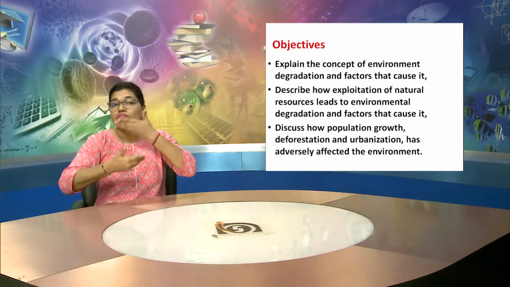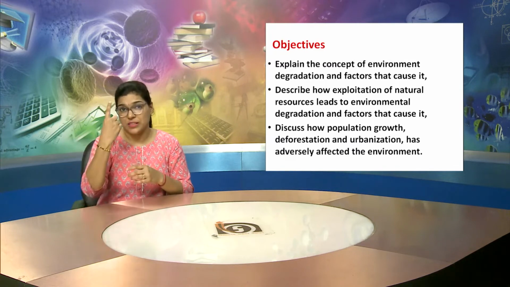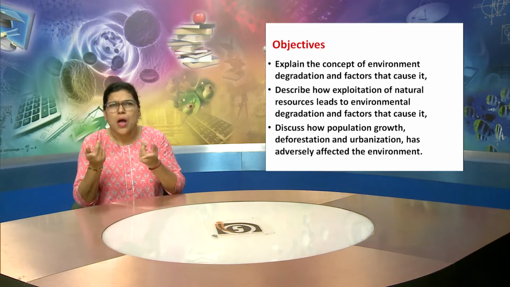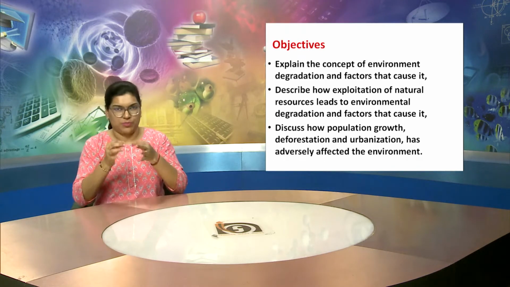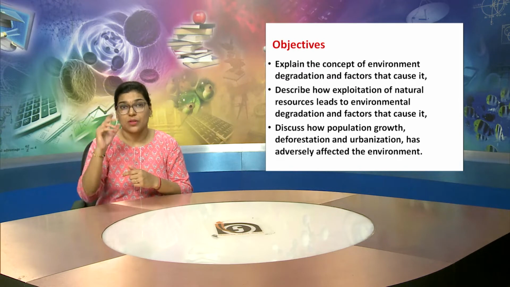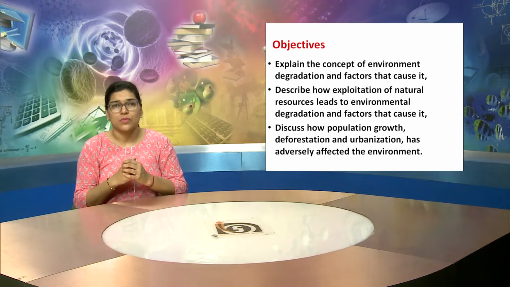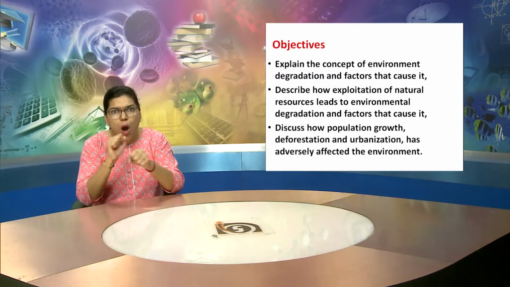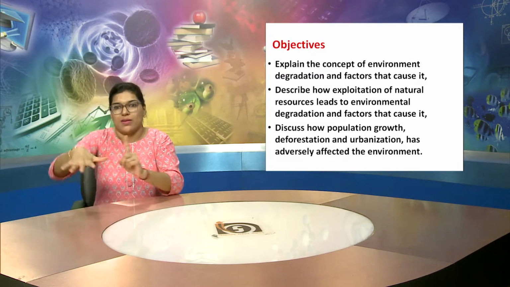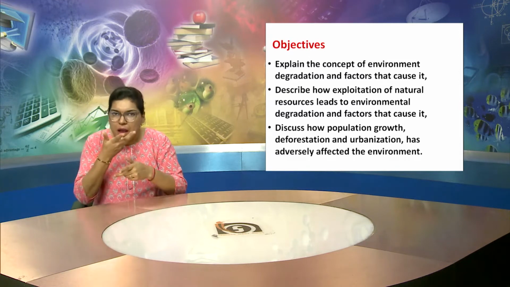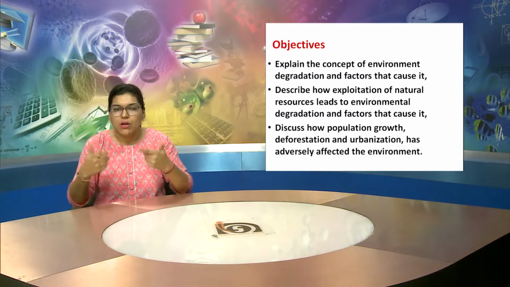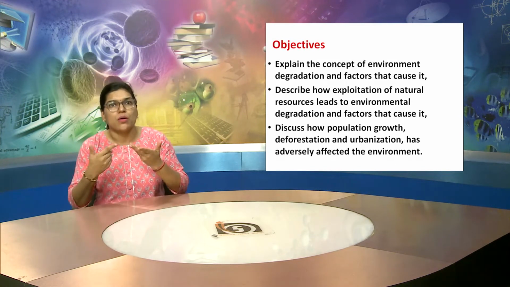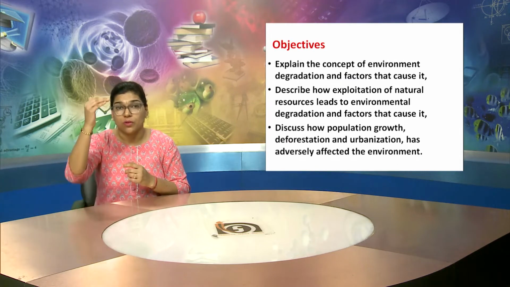Now, let us discuss the objectives of this lesson. The first objective is we will explain the concept of environment and degradation, and we will also understand the factors that cause environmental degradation. The other objective is we will be able to describe how exploitation of natural resources leads to environmental degradation, and also we will understand the factors that cause it.